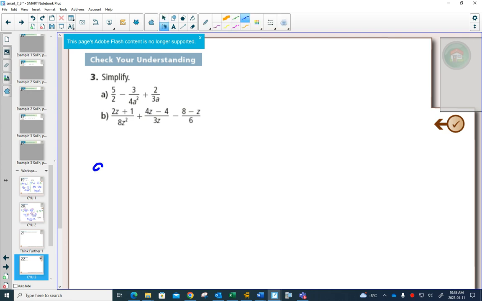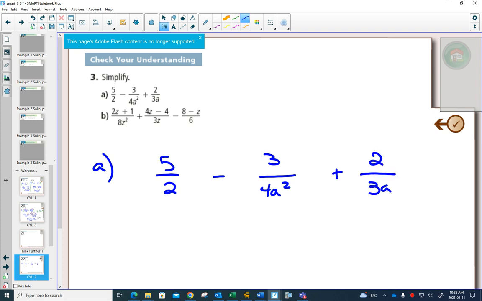So if we look at A, I have 5 over 2. I sometimes leave a little bit of space in between each because I want to be able to show what I'm multiplying each one by to get a common denominator. I look at my numbers first. I have the numbers 2, 4, and 3. What is going to be the least common multiple of all those? The lowest common denominator is going to be 12. So I'm going to need to multiply this one by 6 and 6, this one by 3 and 3, and this one by 4 and 4.